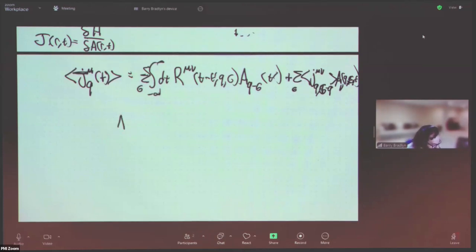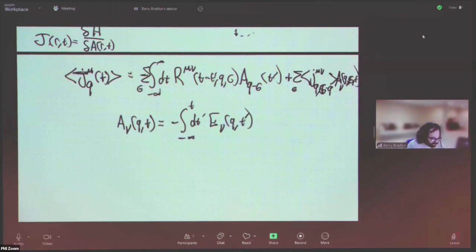And we know one way that we can represent the electric field is minus the time derivative of the vector potential, which means the vector potential is minus the time integral of the electric field, where we use the fact that we know everything turns off at minus infinity to do the time integral this way. We Fourier transform it, which means A nu of q and omega is E nu of q and omega divided by i omega plus.